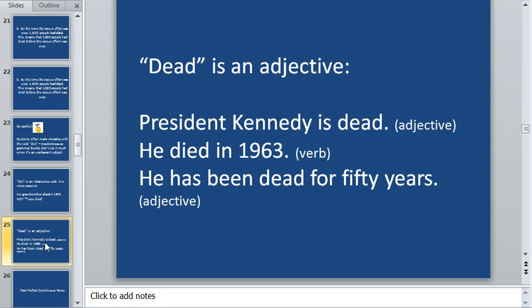Dead is an adjective, which may be why people get confused. So I can say President Kennedy is dead, and there it's an adjective. But if I use the verb, I say he died in 1963. That's the past tense of the verb. But then I can do this with the adjective, he has been dead for 50 years.